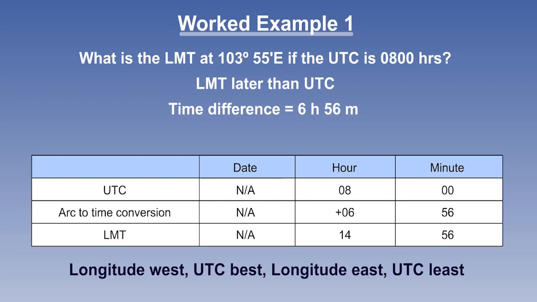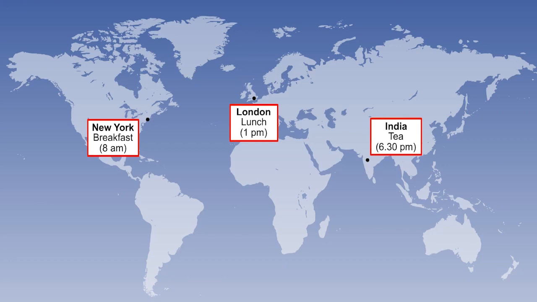When working out whether LMT is earlier or later than UTC, you can use the rule: longitude west, UTC best, longitude east, UTC least. Another useful rule is that when they're having breakfast in New York, it's lunchtime in London and tea in India.